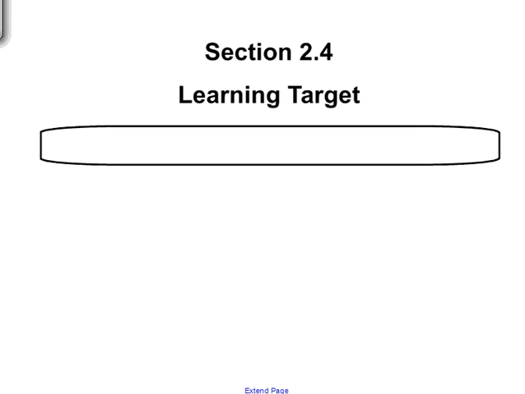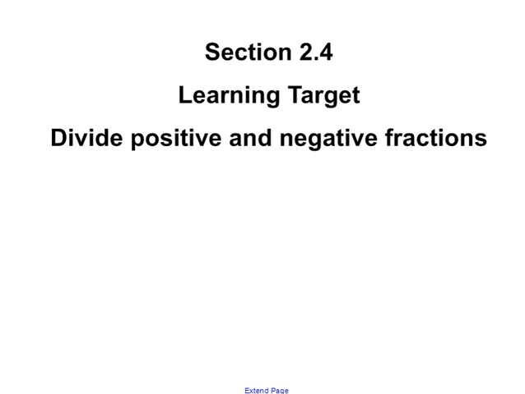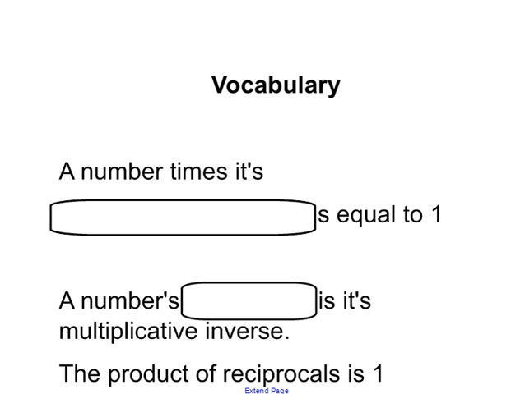We're starting our study of Chapter 2, Section 4, so Section 2.4, and as always, whenever we start a section, we deal with the learning targets. The learning target for today is to define positive and negative fractions. We're going to divide positive and negative fractions. We need some terms before we can do that.